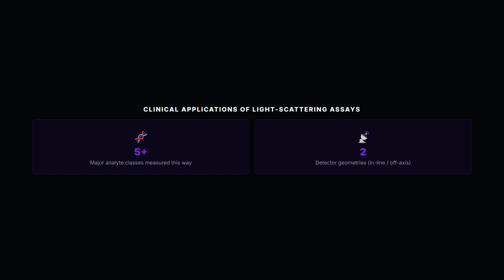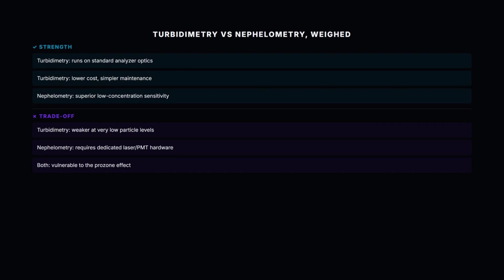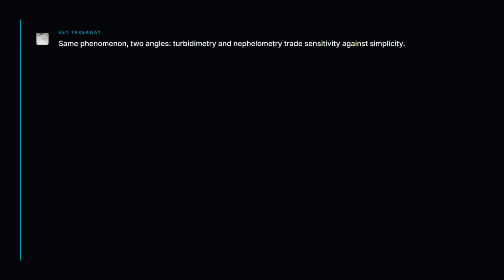Weigh the two technologies against each other honestly. Turbidimetry runs on ordinary chemistry analyzer optics, keeping cost and complexity low. Nephelometry needs dedicated hardware, but rewards you with meaningfully better sensitivity right where low concentration precision matters most. Turbidimetry and nephelometry are really the same underlying phenomenon, light scattering, measured from two different angles, and the angle you choose trades sensitivity against simplicity.